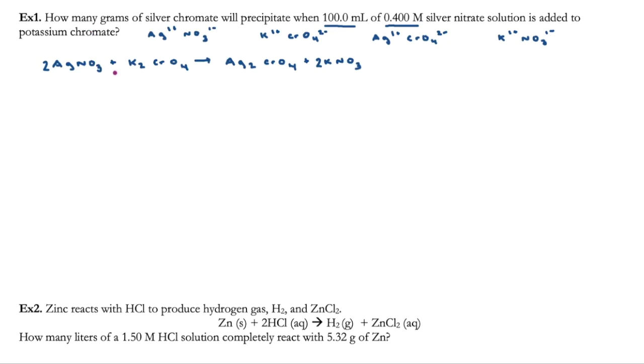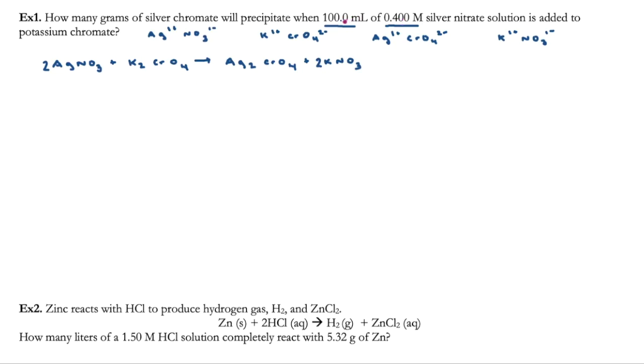So now it tells me I start off with 100 mL of 0.400 molar silver nitrate, and it wants to know how many grams of silver chromate will be formed. So I'm basically going to first need to figure out how many moles of silver nitrate I have, and then using stoichiometry, figure out how many moles of silver chromate that is. Using the moles of silver chromate, I then can get into grams of silver chromate. So I'm going to start off, and I'm going to use my concentration of silver nitrate as a conversion factor.